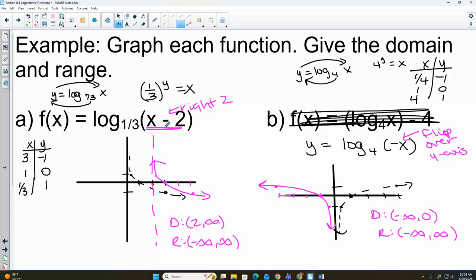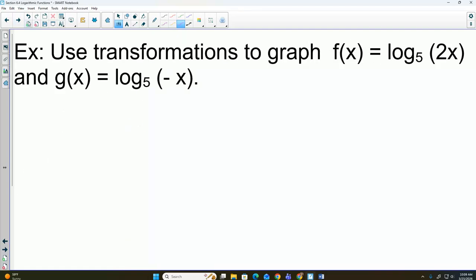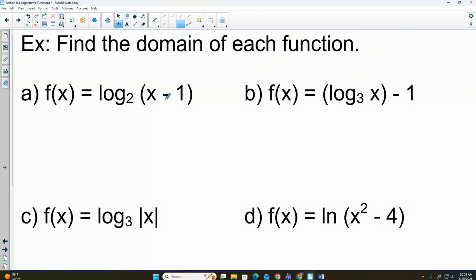And remember, we've been talking about with these logs, the argument always has to be positive. So we can find the domain just by saying the argument, so the thing inside the log, has to be greater than 0. I don't care if there's anything else on the outside, if I'm multiplying, subtracting, adding, doesn't matter. I only care what's inside the parentheses. So that means the x minus 1 has to be greater than 0. Can't equal 0, strictly greater. So that means x has to be greater than 1. So how would I write that?